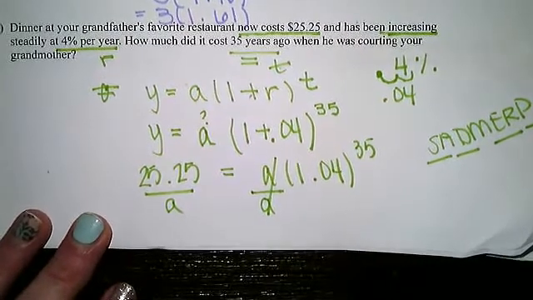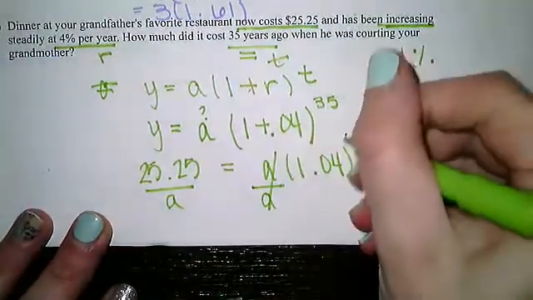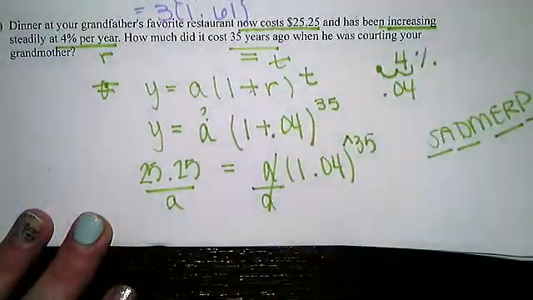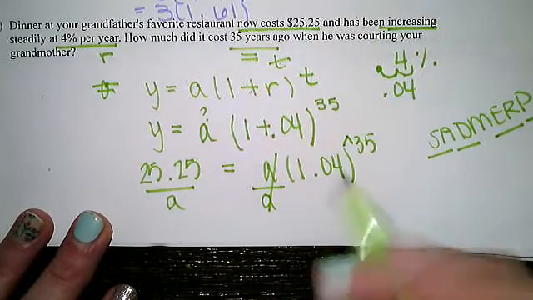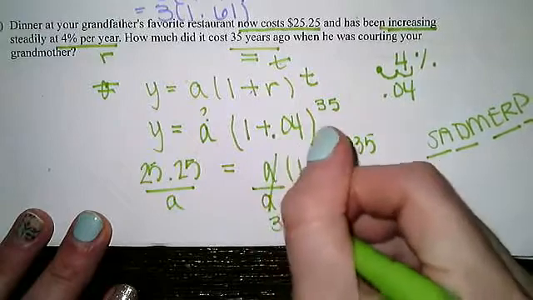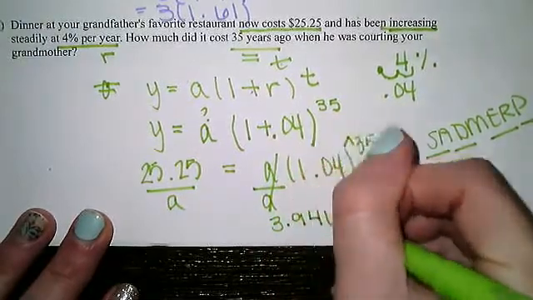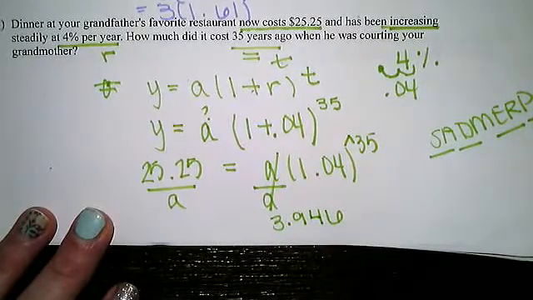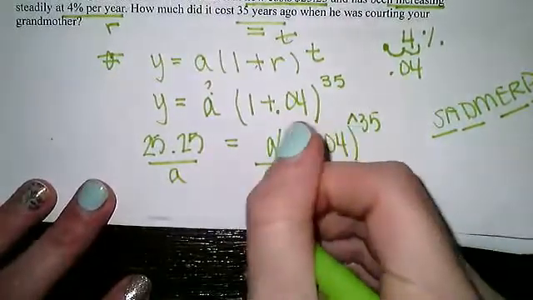So if we do that, we almost have to use our calculator, but you can hit your little arrow key. So 1.04 to the 35th. And I'm going to round it to the best of my ability. So it's 3.946. And technically, I just realized you wouldn't have to divide by the A, but since I've already done that, that's fine.